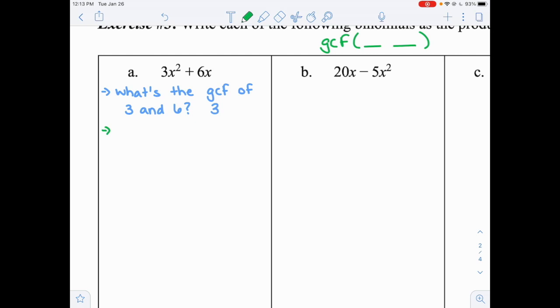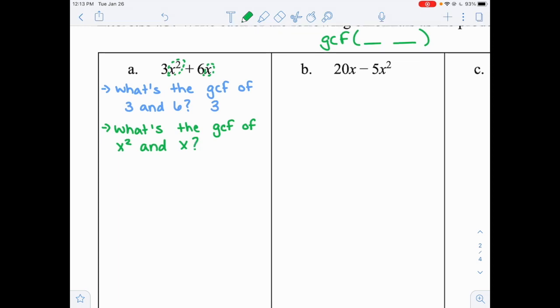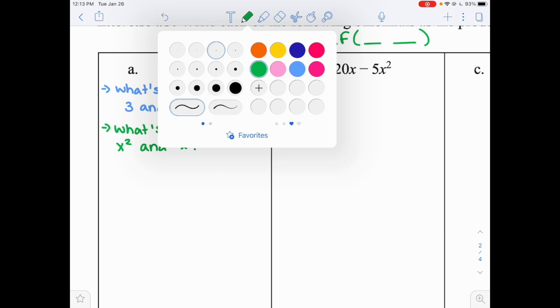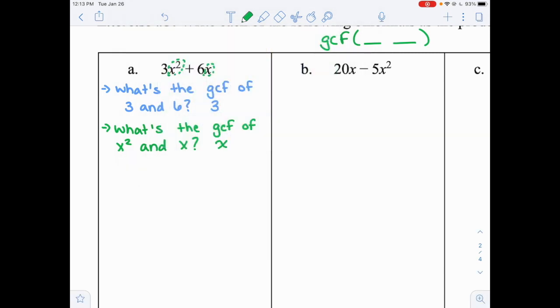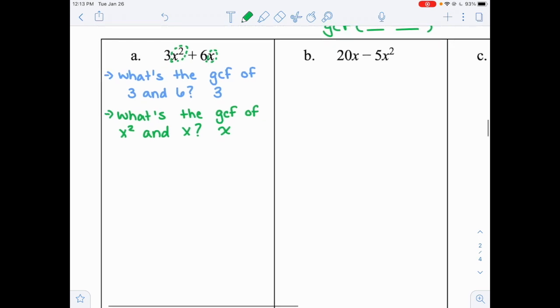That's the largest number they have in common. Cool. So then what's the GCF of x squared and x, because both of these terms have a variable. If they didn't, then we would not include this part. So what's the greatest common factor of x squared and x? The greatest is just x. That's the most that they have in common, 1x. So the total GCF is 3x. It's those put together as a monomial.